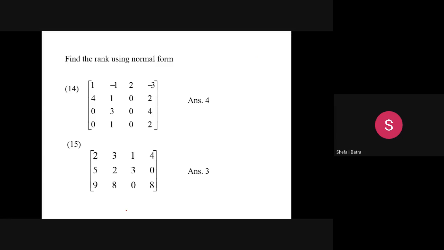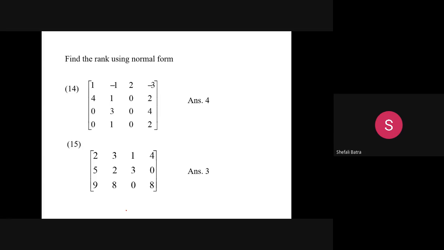I should not give you these answers, you know. Anyways, you will solve it. Find the rank of matrix using normal form. Note it down, both questions.